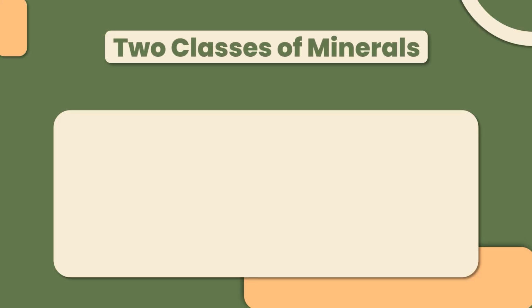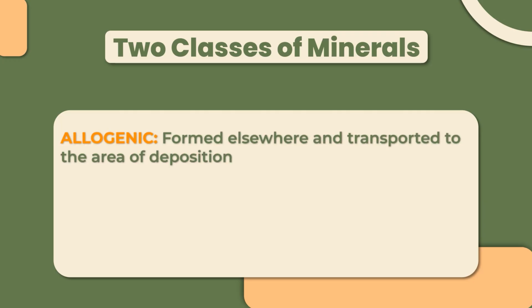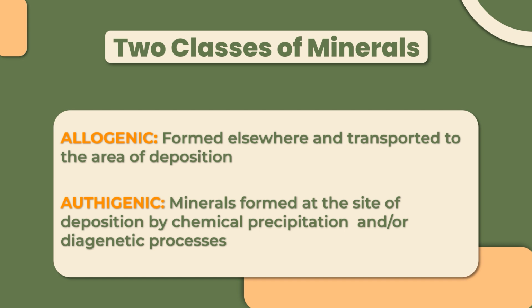There are two classes of minerals which constitute the sandy rocks: either allogenic or orthogenic. Allogenic means they are formed elsewhere and transported to the area of deposition, like something formed in the mountains, carried down by the river and deposited in some basin on the plains, or even carried into the ocean and the delta. So material in a delta is mostly allogenic. Orthogenic minerals are formed at the site of deposition by chemical precipitation and organic or diagenetic processes.